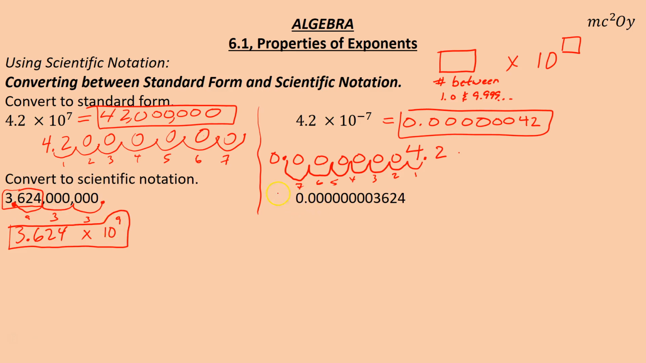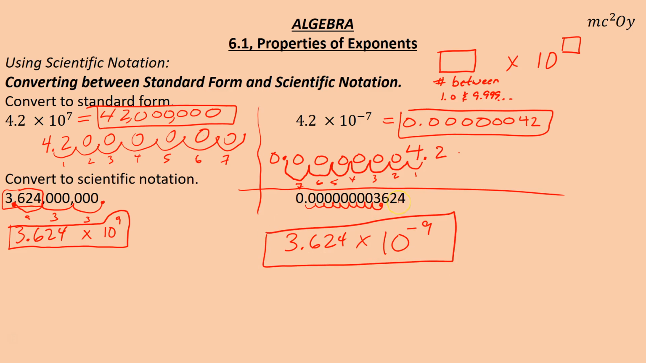So here I start with a really small number, right? So my power is going to have to be negative. And I'm dealing with 3.624 again, right? So the only question is, what is my power? Well, I moved it from here, 1, 2, 3, 4, 5, 6, 7, 8, 9. 10 to the negative 9.